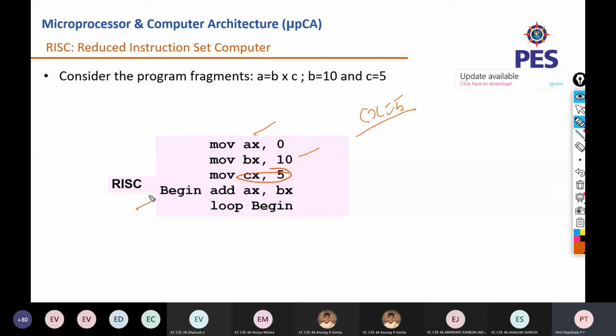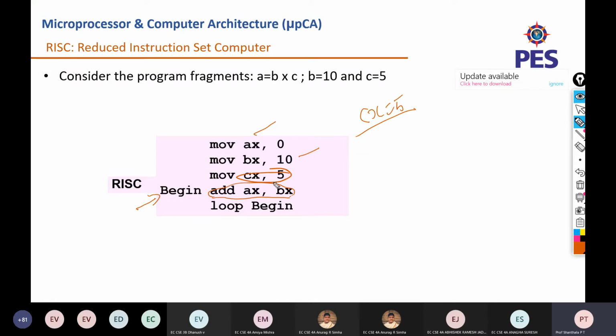Now we begin the loop. Instead of the mul instruction, I am using the add instruction here, because mul is a complex instruction which can take more cycles for execution. You know the multiplication and addition instructions and the circuit design of multiplication, which we discussed in the digital class. It may take many clock cycles, so instead I am using the add instruction.